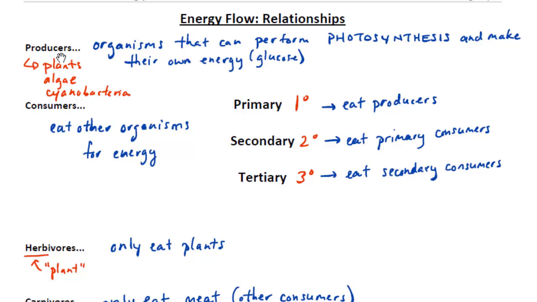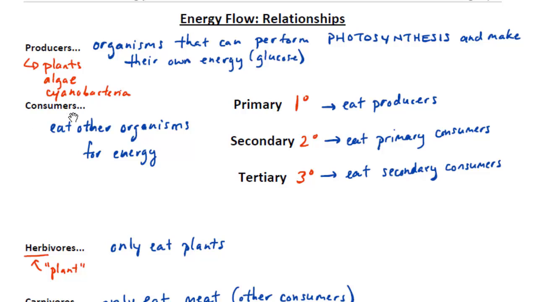Now, a producer: plants, algae, cyanobacteria, these are the organisms that can perform photosynthesis. That means that they can make their own energy, so they can make their own glucose. Producers are the most abundant type of organism on Earth, and you'll see why when we get to the energy pyramids at the end of this lesson.